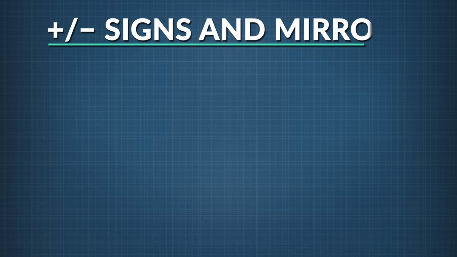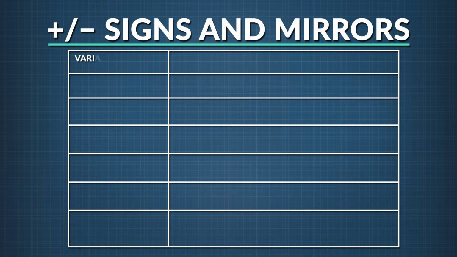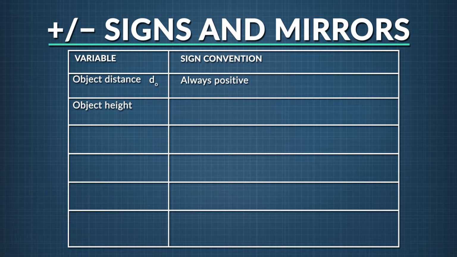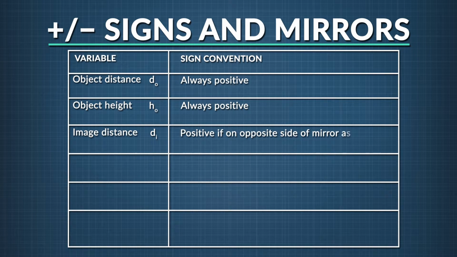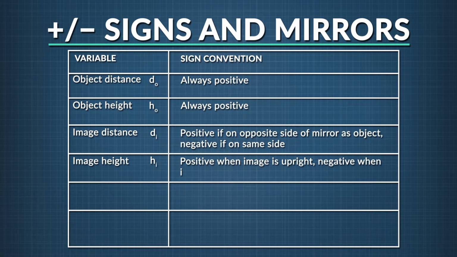When working with mirrors, getting the sign right, positive or negative, is very important, and it's not always easy. This chart lists the variables that normally show up in image questions and what their sign will be. The distance between our object and the mirror is always positive. The object's height is also always positive. The image distance is positive when the image is on the opposite side of the mirror as the object. It's negative when the image and the object are on the same side. The image height is positive when the image is upright and negative when it's upside down.